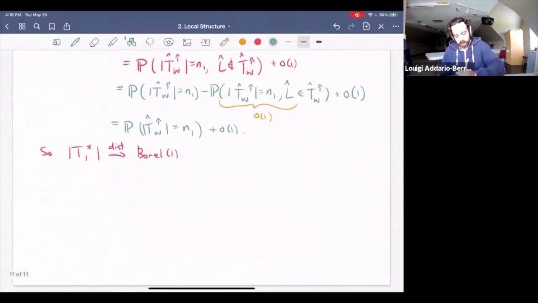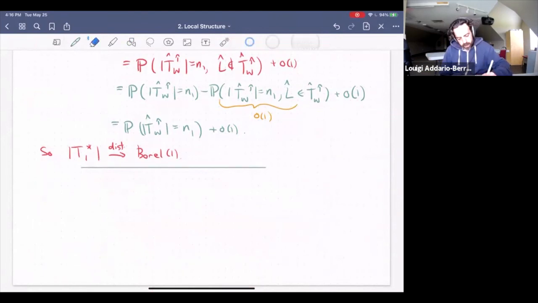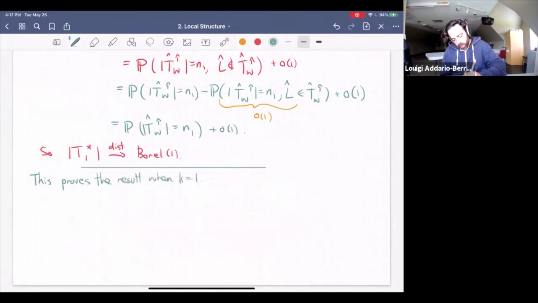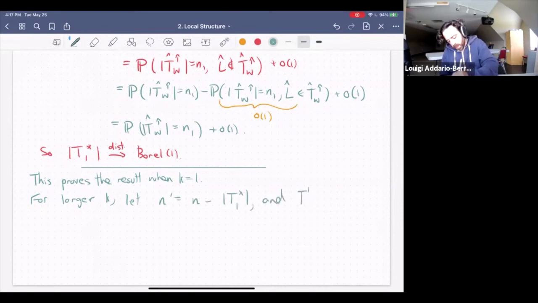So now, if you like, this proves the result when k is equal to 1. Okay, so for larger k, let's write n prime for n minus the size of T1 star. Okay, and I'll write T prime for the tree T V2 up arrow.